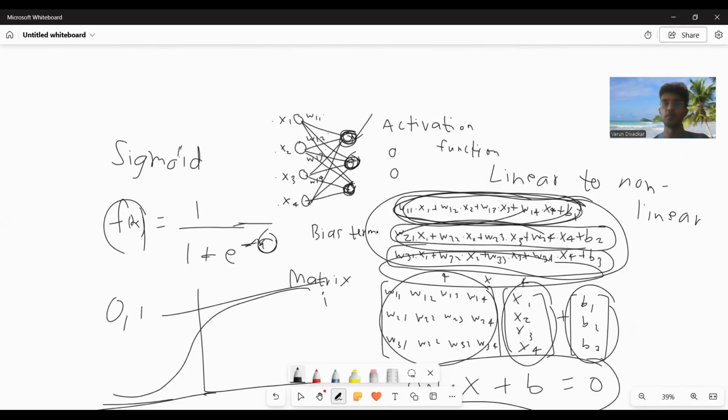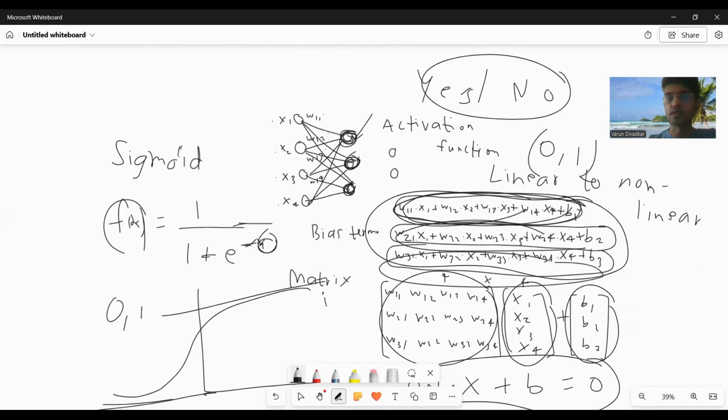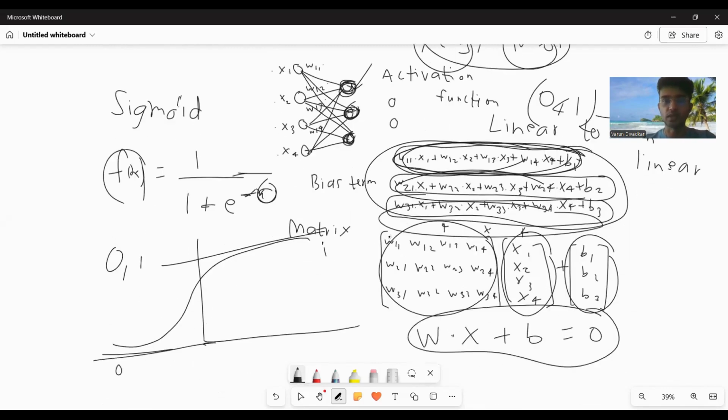And why is this important? Because if it's, say, a decision-making node, whether it's a yes or a no decision, that decision basically gets triggered based on the intensity of the value, whether it lies between 0 and 1. If it's very close to 1, then the value is going to be yes. If it's very close to 0, then the decision is going to be a no, right? So that's why a sigmoid function is important for that kind of decision making.